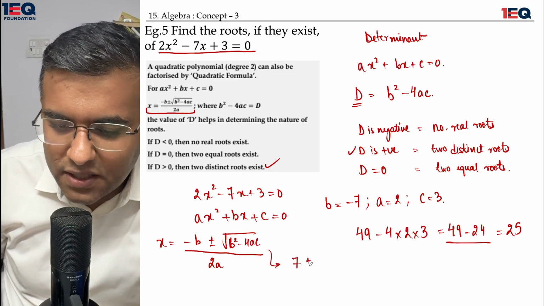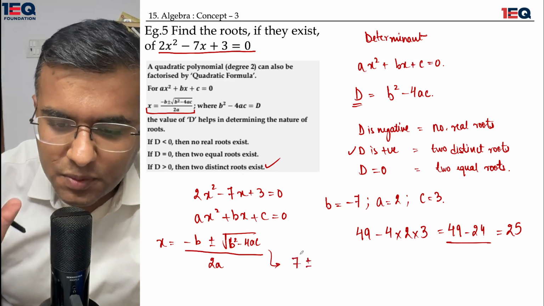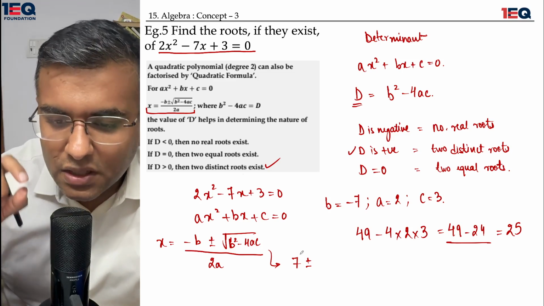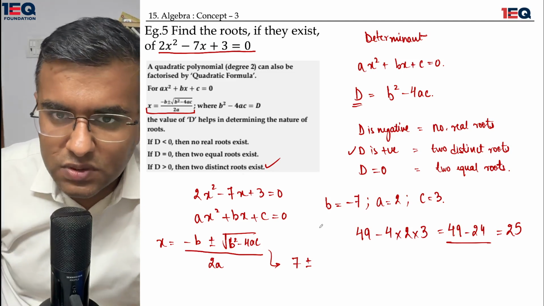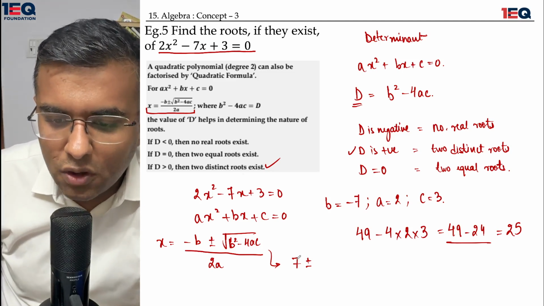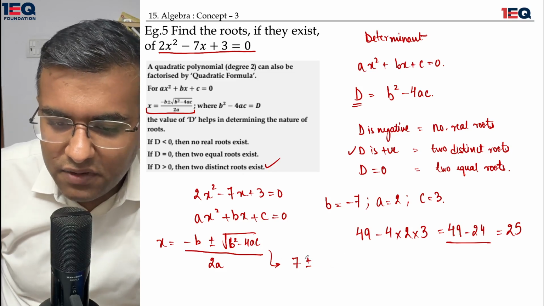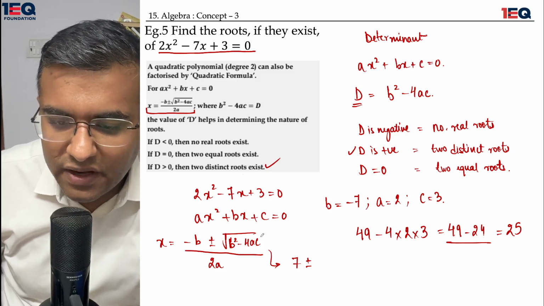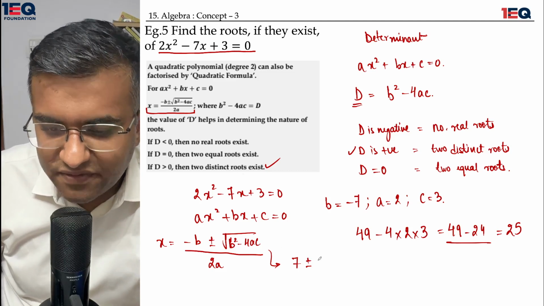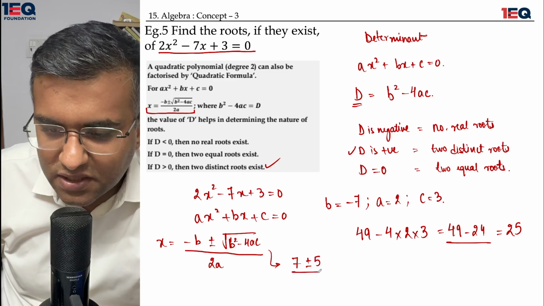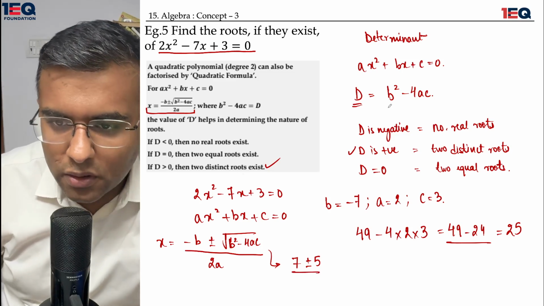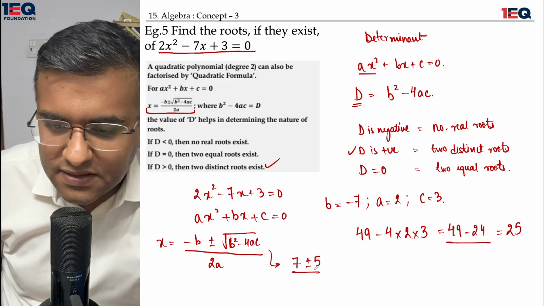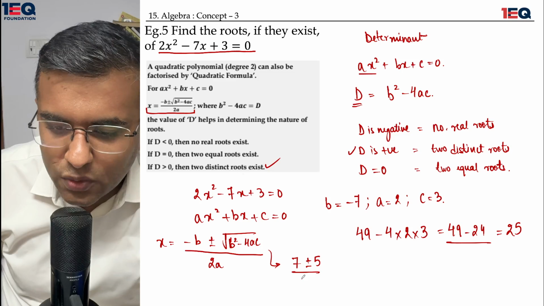What about plus and minus? It means one solution would be positive, the other solution should be negative. Or in one solution you have to use the positive formula, in the other solution you have to use the negative formula. So 7 plus minus, we have the determinant as 25. When I take the determinant in root, it becomes 5. So 7 plus minus 5 upon 2a.